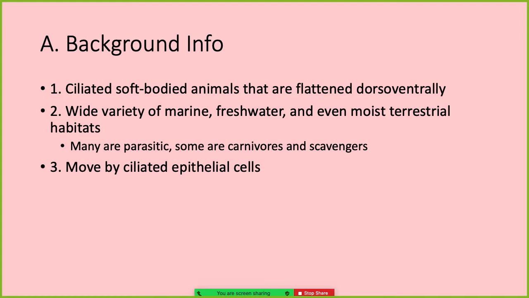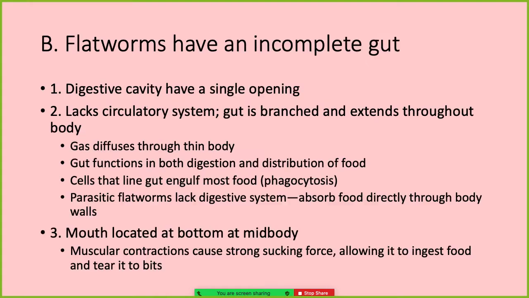Okay, so now I'm going to go through some key characteristics of these platyhelminths or flatworms. One of the special features about flatworms is that their gut is incomplete. They just have a single opening to their digestive cavity. No circulatory system. Their gut kind of takes over for distributing materials. So it's branched, it extends throughout the entire body.